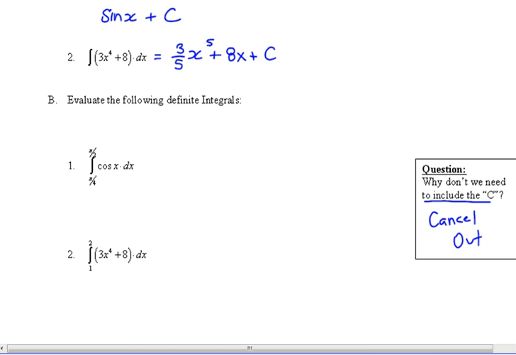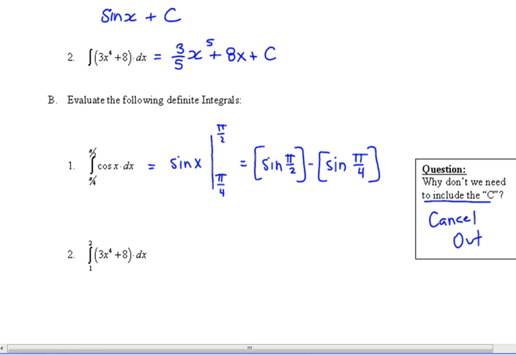You guys are ridiculous. Okay, so cos of x. What's the antiderivative of cos? We just found this. Sine x. And we want to evaluate it from pi over 4 to pi over 2. So which one's going to go first? Larger minus lower. So sine of pi over 2 minus sine of pi over 4.